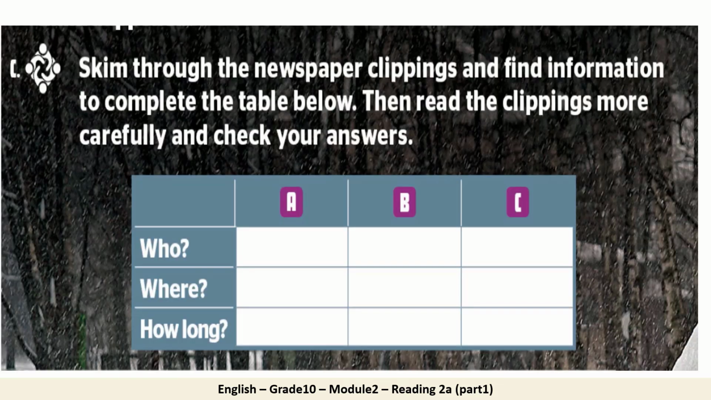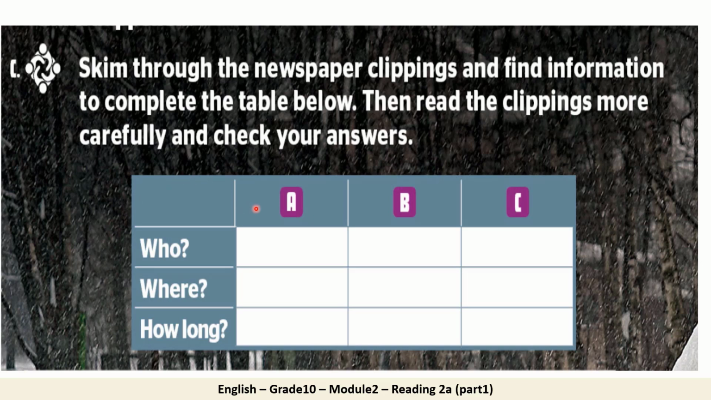Move to activity C. Skim through the newspaper clippings and find information to complete the table below. You need to find out who is the main character in each text, where the events of each story take place, and how long; you're asked about the period of time. Now pause the video to complete the table.